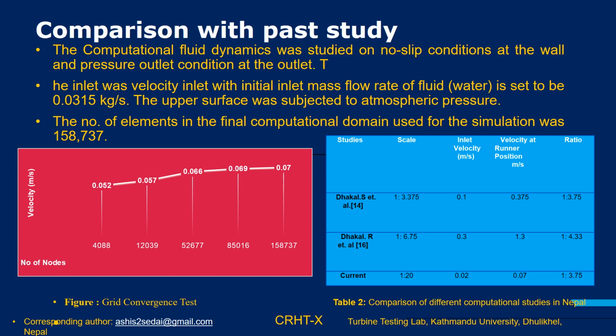Similarly, in 2016, the study performed by Rabin Dhakal at a scale of 1 to 6.75 observed an inlet velocity of 0.3 and a velocity at the runner position of 1.3, and the ratio here is 1 to 4.33. And for our case, we performed the analysis at a 1 to 20 scale. For that, we got a velocity of 0.02 meter per second, and at the runner position we got 0.07 meter per second, and the ratio of these two velocities is 1 to 3.75.